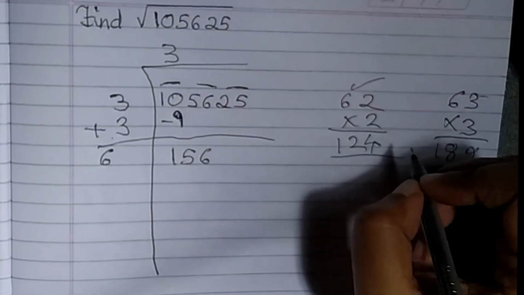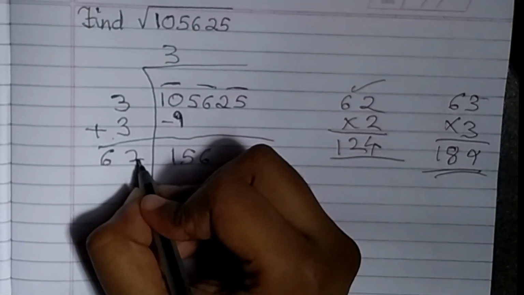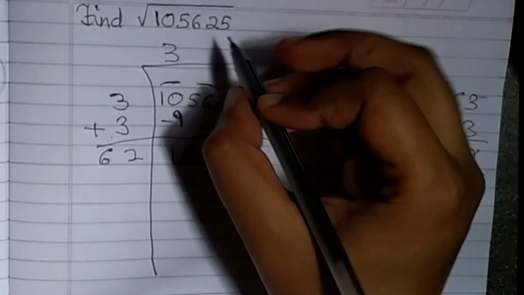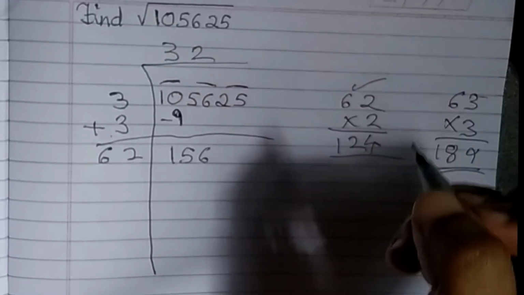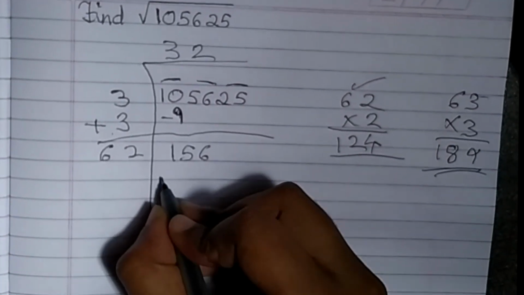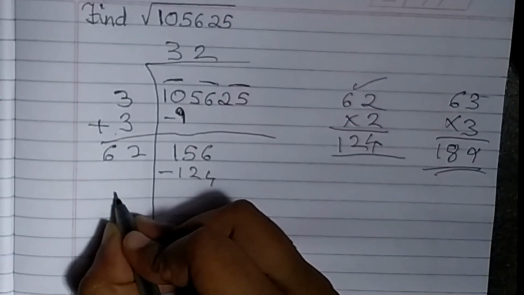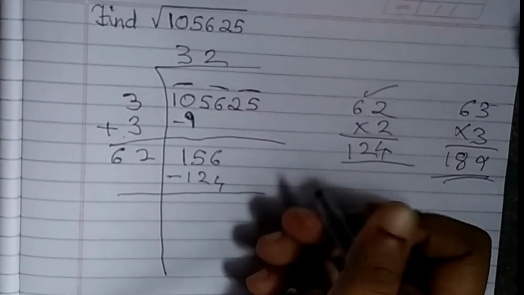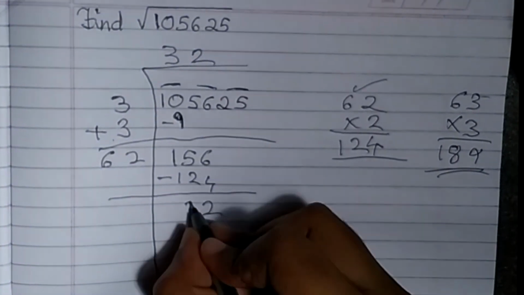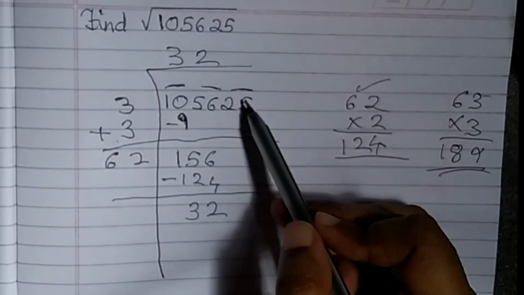So here 2 will be coming. So here there will be 2, and 62 into 2, right? What is the answer we got? 124. So that we will subtract. Minus 124. 32 is the remainder, and we will take the next two numbers down.